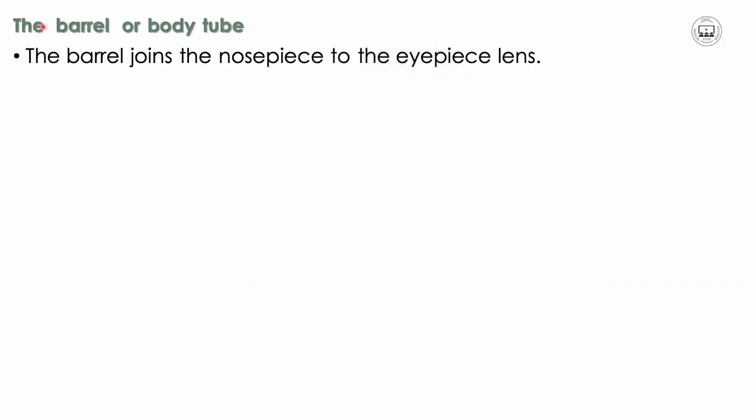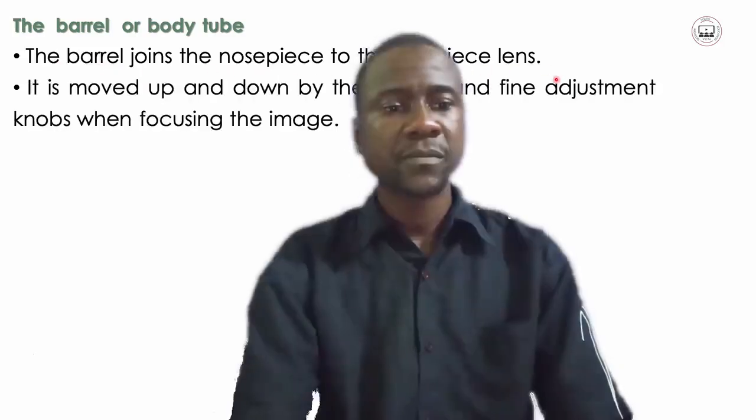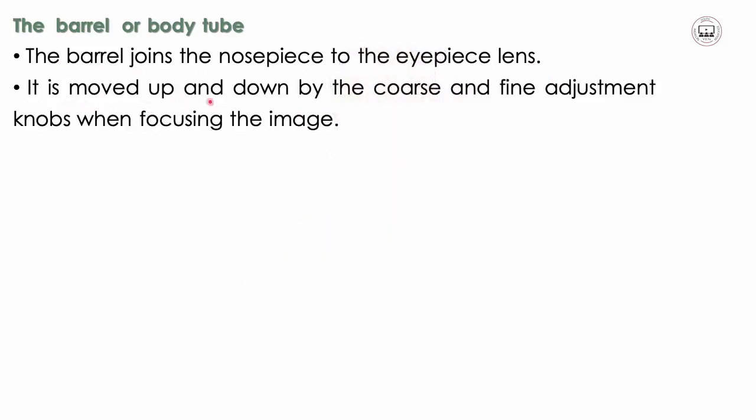The body tube. The body tube, the barrel, joins the nose piece to the eyepiece lens. It is moved up and down by the coarse and the fine adjustment knobs when focusing the image.